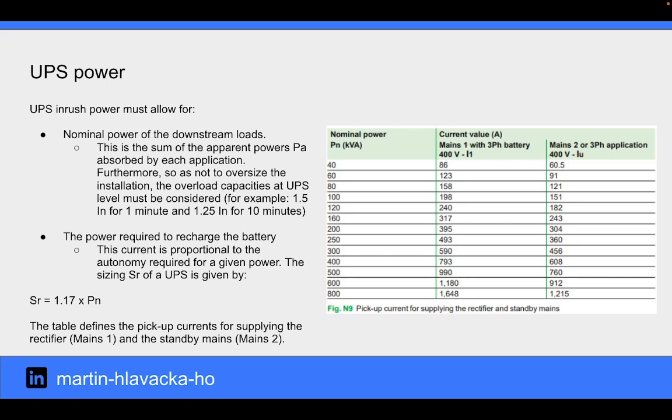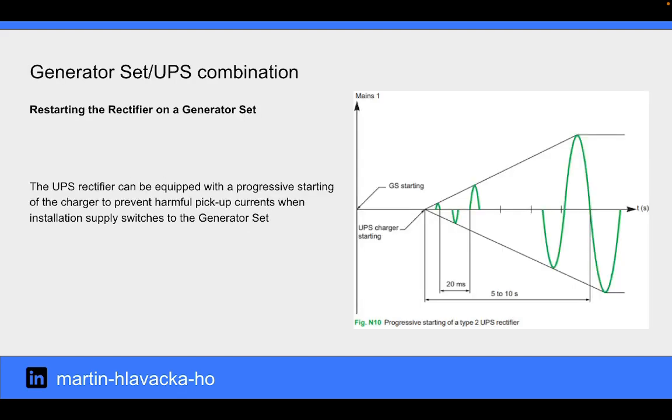UPS inrush power must allow for nominal power of the downstream loads and the power required to recharge the battery. The UPS rectifier can be equipped with a progressive starting of the charger to prevent harmful pickup currents when installation supply switches to the generator set.